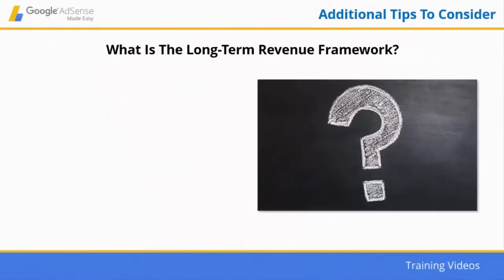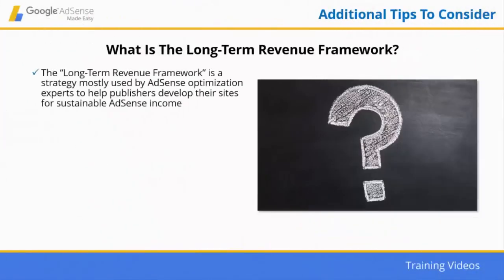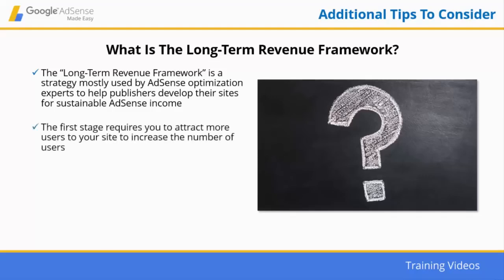What is the long-term revenue framework? The long-term revenue framework is a strategy mostly used by AdSense optimization experts to help publishers develop their sites for sustainable AdSense income. It is a framework that encompasses 4 stages that have 2 objectives: increase number of users and increase revenue per user.